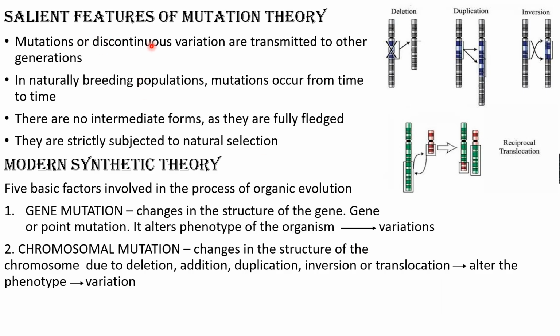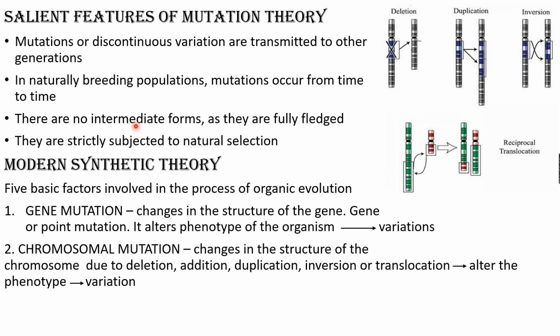So what are the salient features, the characteristic features of the mutation theory? Mutations, we call them sudden, large changes due to mutagenic agents, and that leads to variation. It may be a discontinuous variation, and these mutational variations are transmitted to the next generation. That is the first point. So usually in a natural, naturally breeding population, this mutation occurs from time to time. It won't occur frequently, but at various times it will occur.